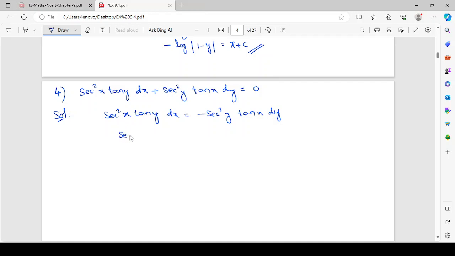So here sec²x is there, write it with dx, and tan y moves to the right hand side. So minus sec²y by tan y, and here tan x is there, move to the left hand side, divided by tan x dy. So can you see now the variables are separated? After separating the variables, what do we do? We do the integration on both sides.